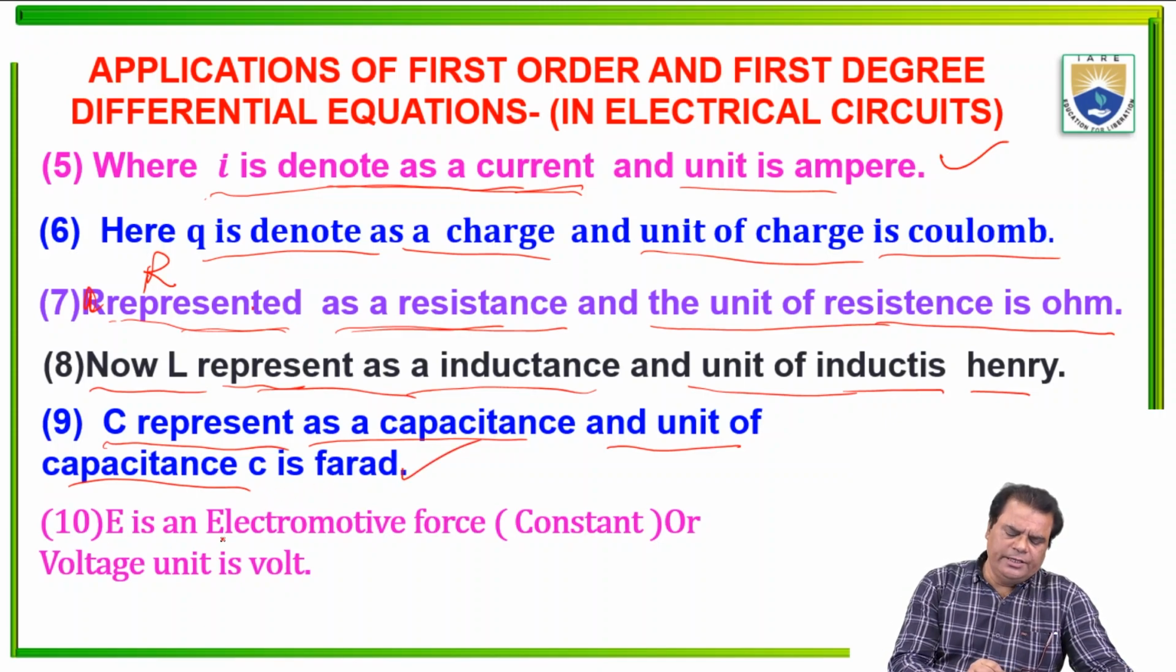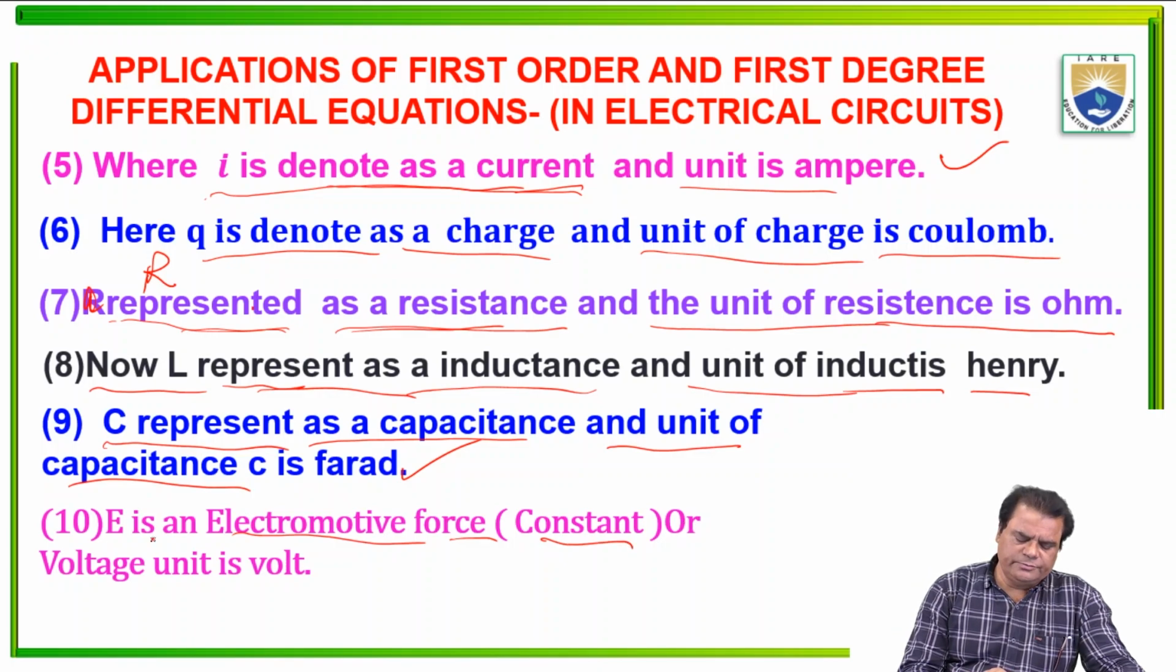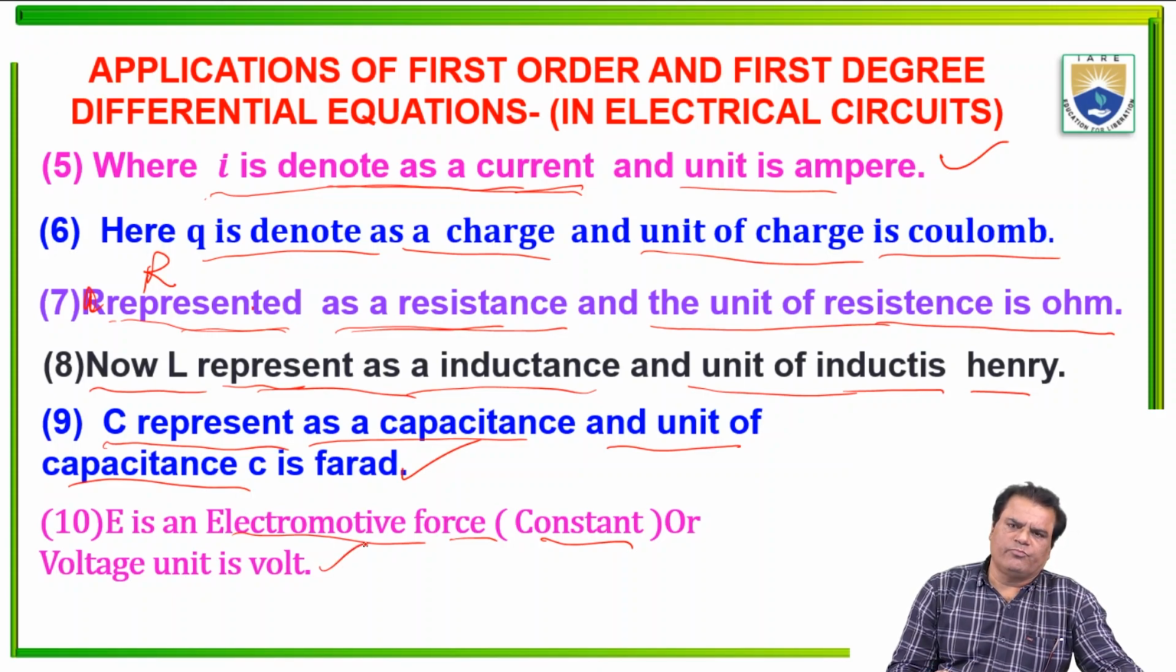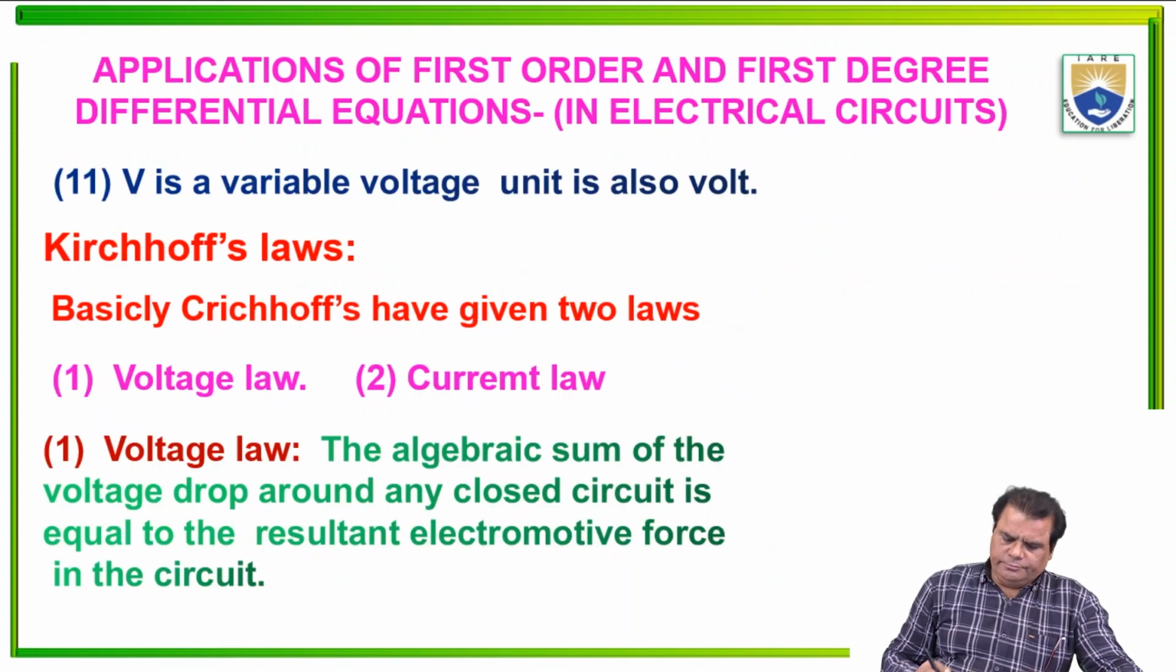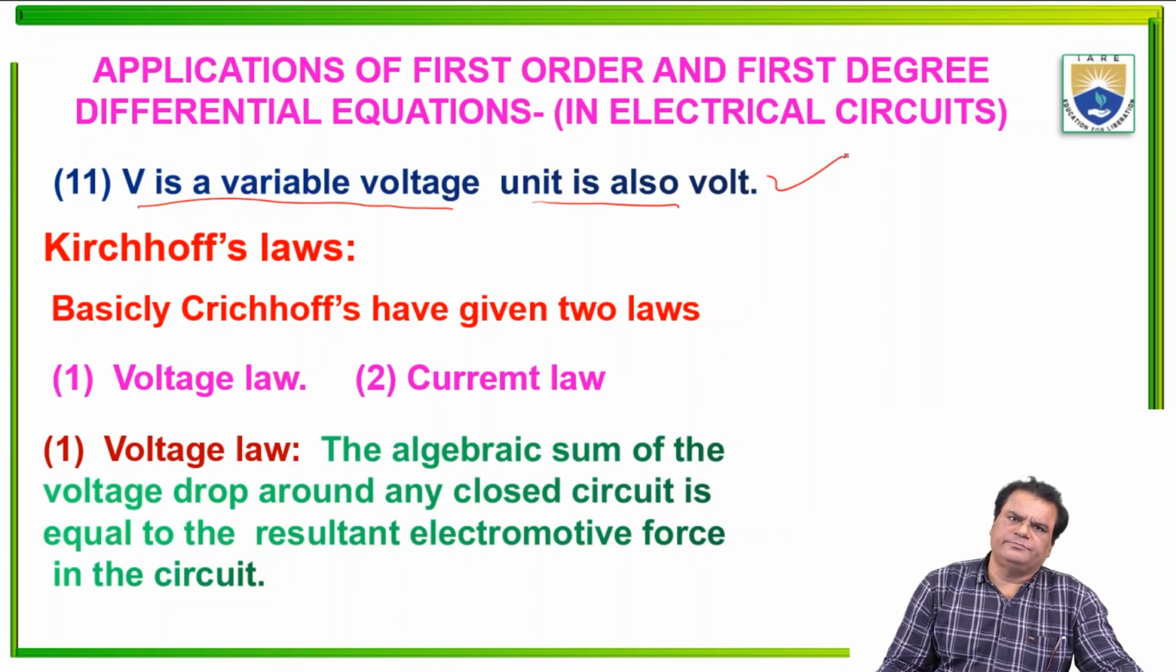Lastly, E is the electromotive force, which is constant. The unit of voltage is volt, and the unit of electromotive force is also volt, but E is constant. V is the variable voltage, and the unit of V is also volt.